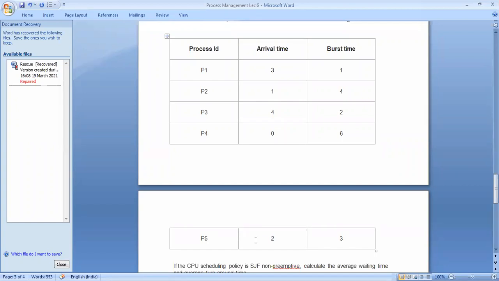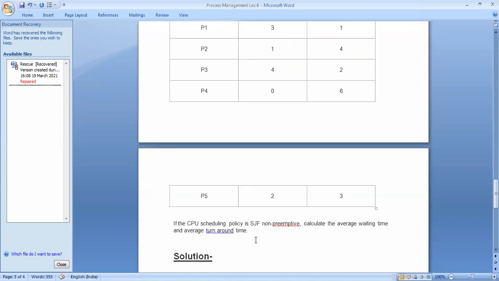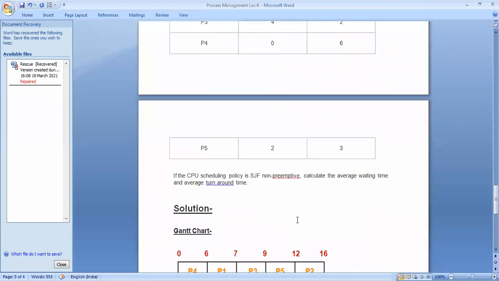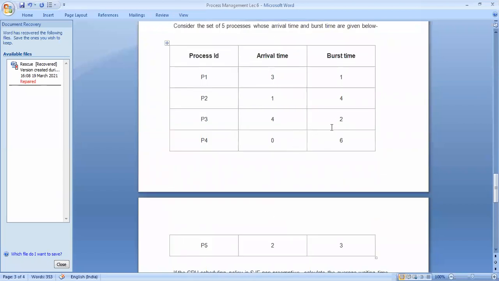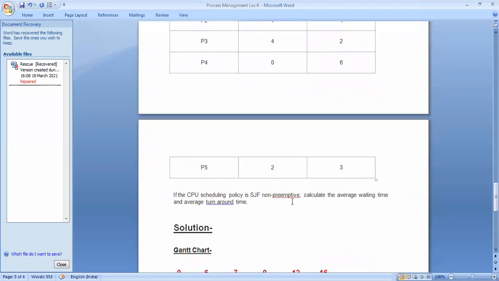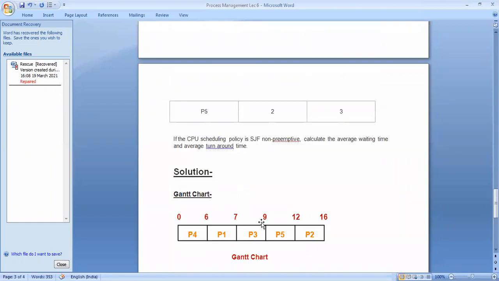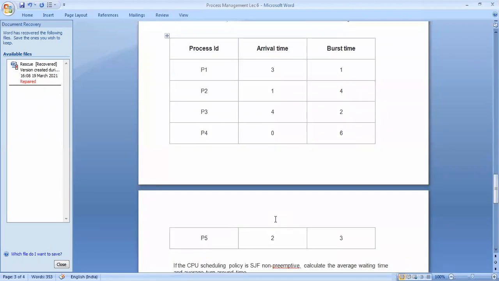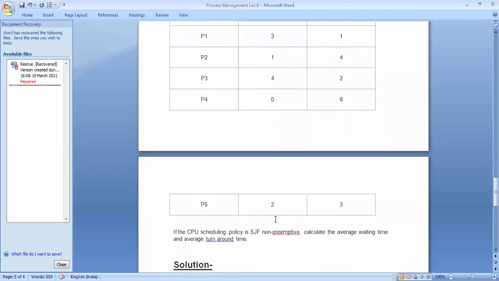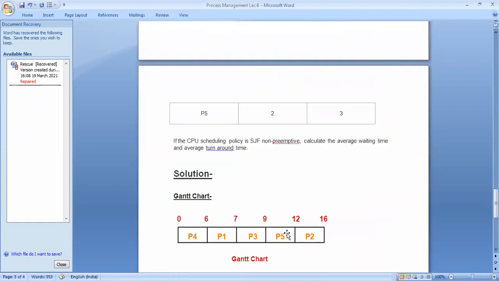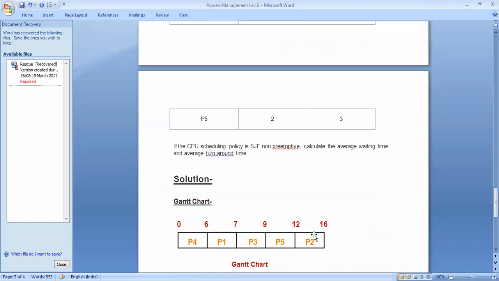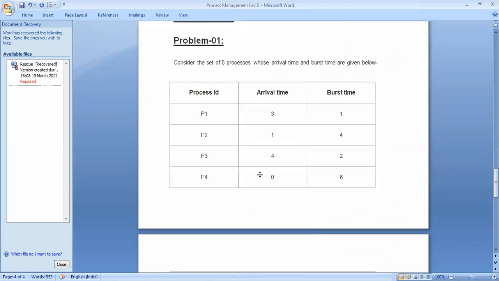So now anyone can say which process? P1. Okay, so P1 executes, and it will take only 1 millisecond. Next which process? P3. P3 means burst 7 and it will take 2, so 7 plus 2, 9. Now next which process? P5. Very good. Next P2. Fine. So now we'll calculate the same thing.